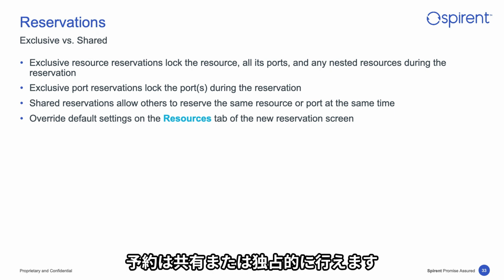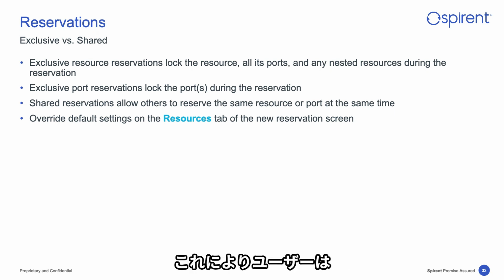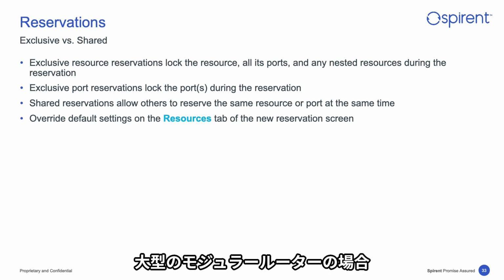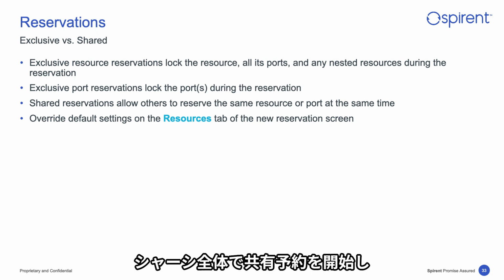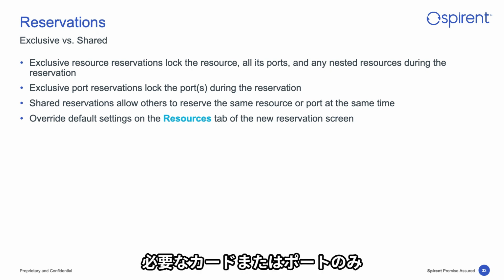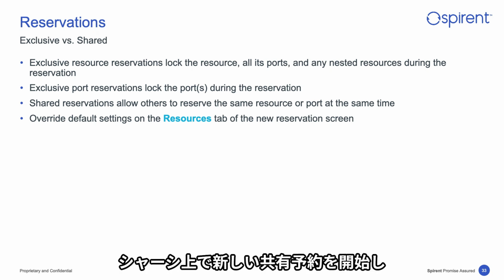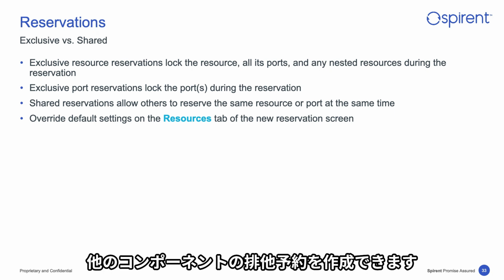Reservations can be shared or exclusive. This allows a user to block off an entire resource, share an entire resource, or only block off some parts of a resource. If you have a large modular router, for example, you can start a shared reservation on the entire chassis and start an exclusive reservation on just the card or ports you need. Other users will be able to start new shared reservations on the chassis and create exclusive reservations for other components.